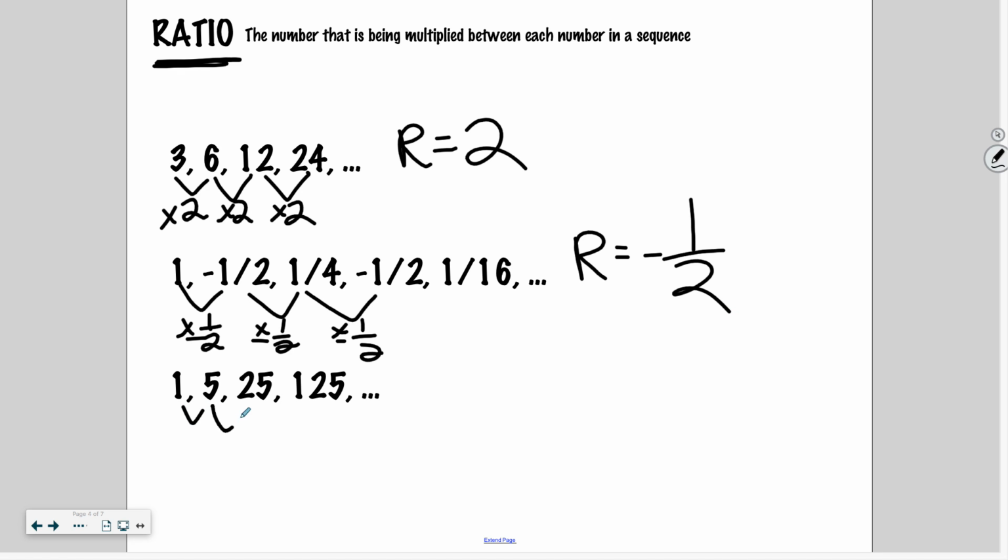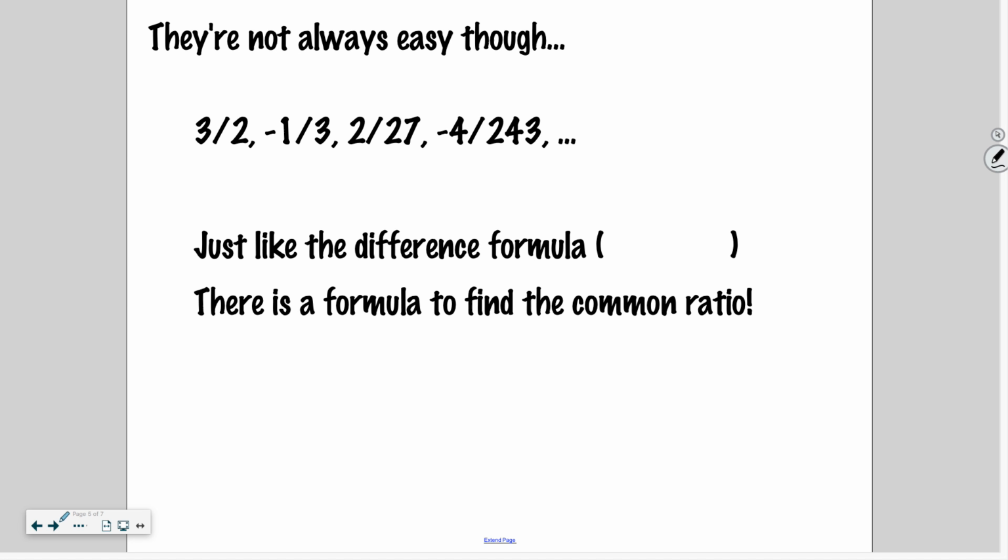And 1 to 5, 5 to 25, 25 to 125, I'm multiplying by 5 each time. So the ratio is 5. Pretty easy, right? When we can look and just see the pattern on our own. Well, just like before, sometimes it's not that easy.